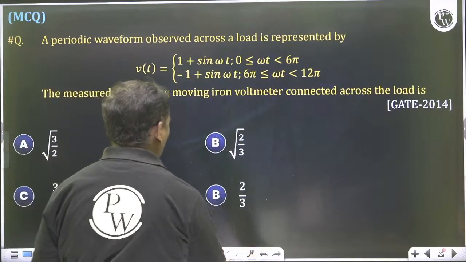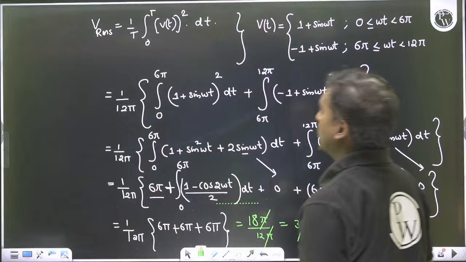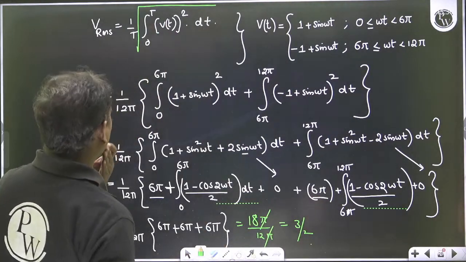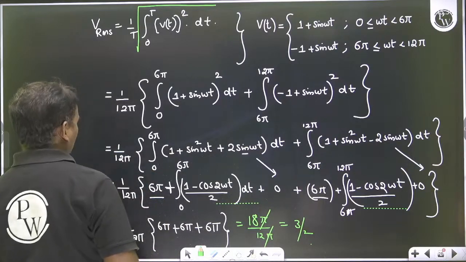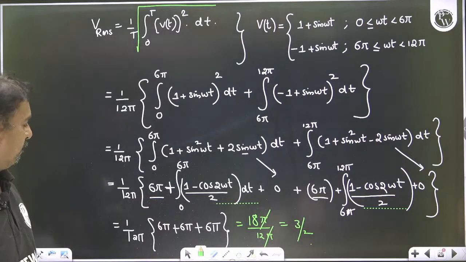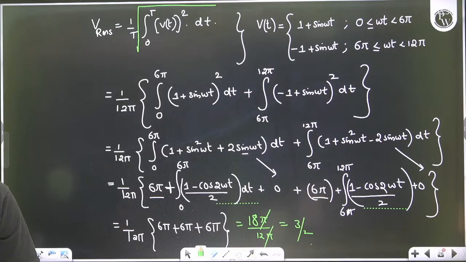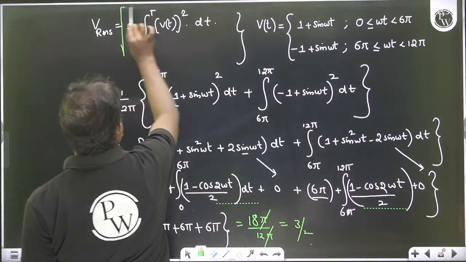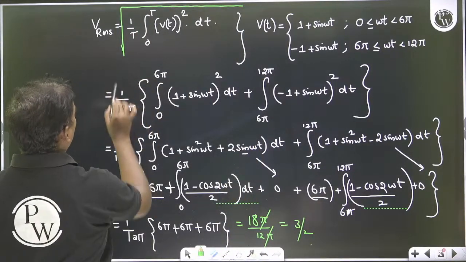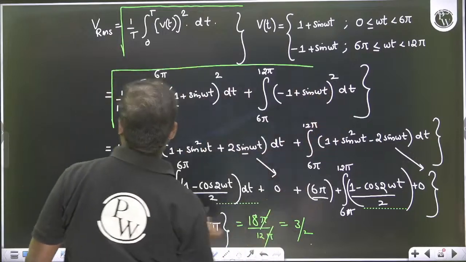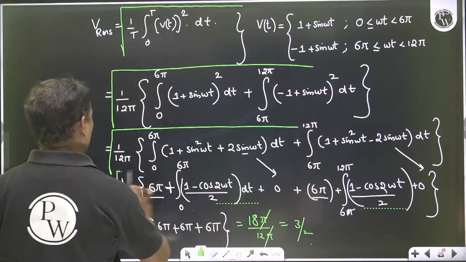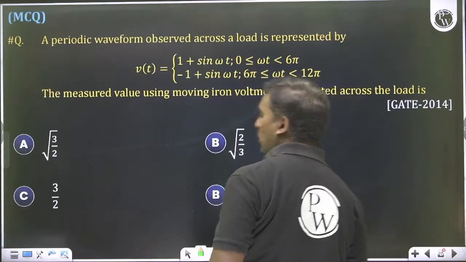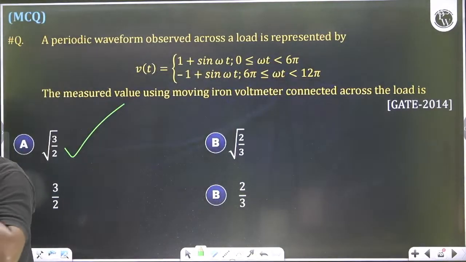One second. This is not correct. This is VRMS now. VRMS means the square root will be there. We forgot the square root. So this entire thing we have to take in the square root. Everywhere square root. So the answer is root 3 by 2. So the right answer is root 3 by 2. Option A is the right answer.